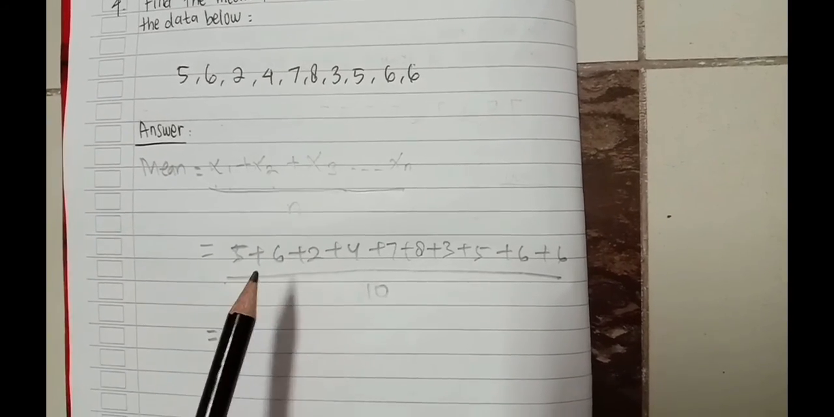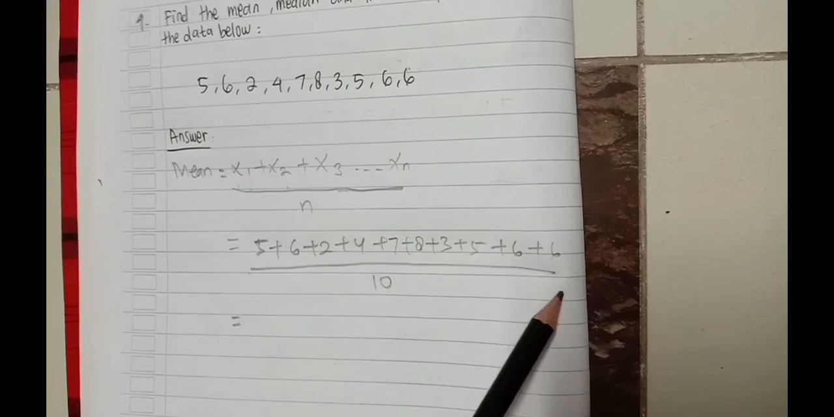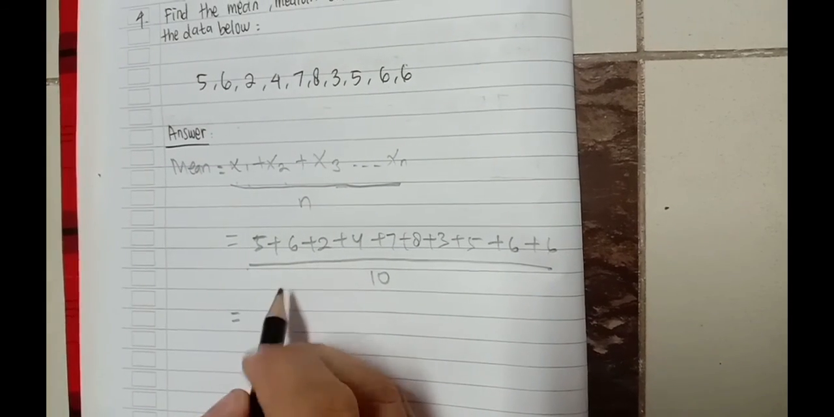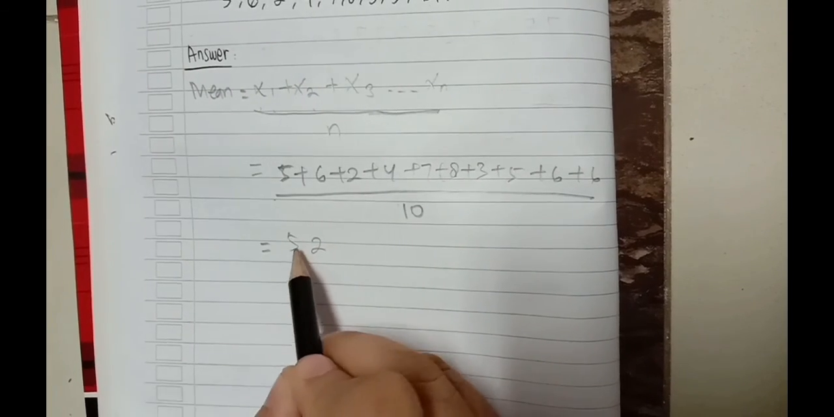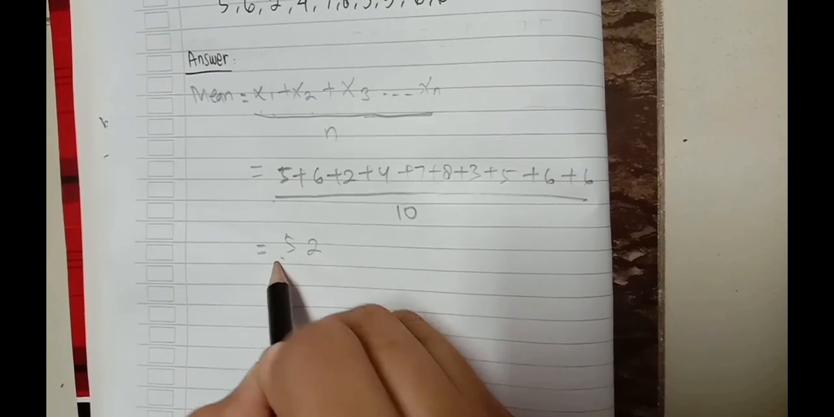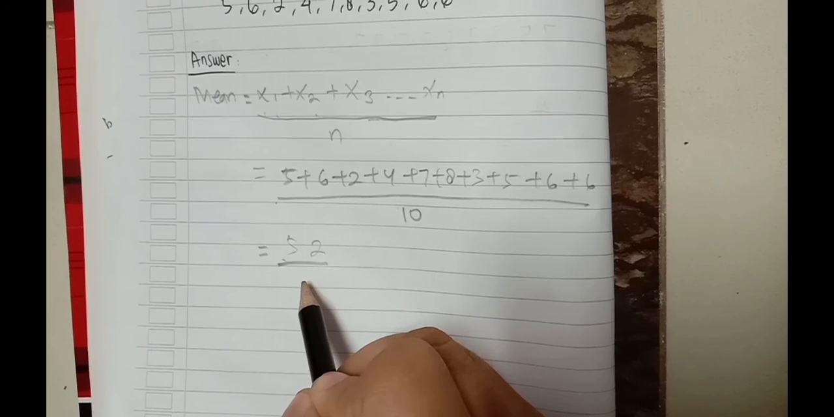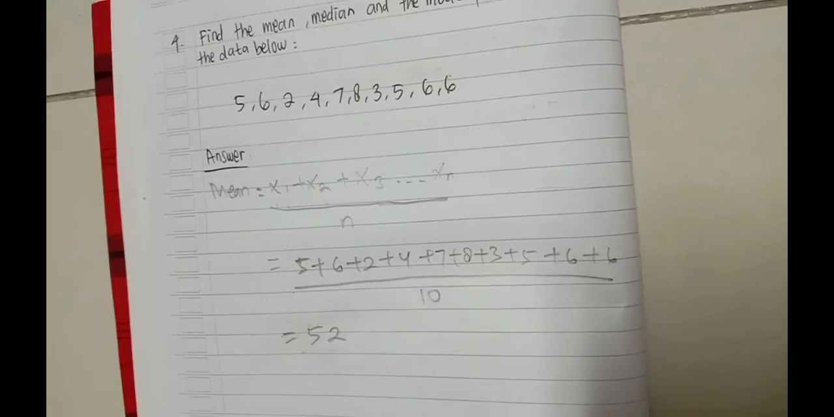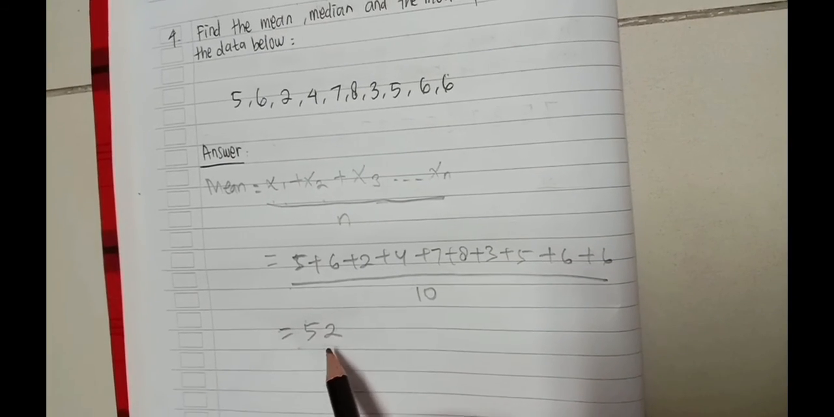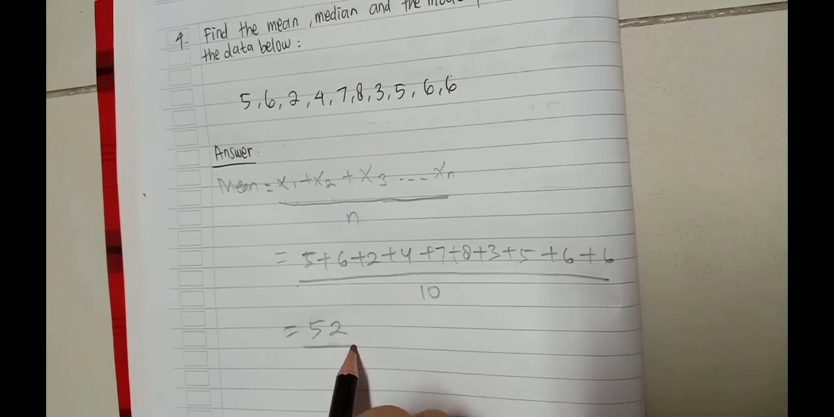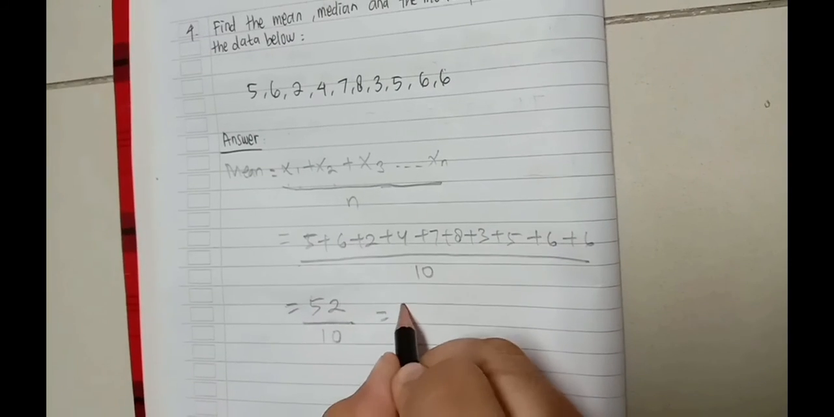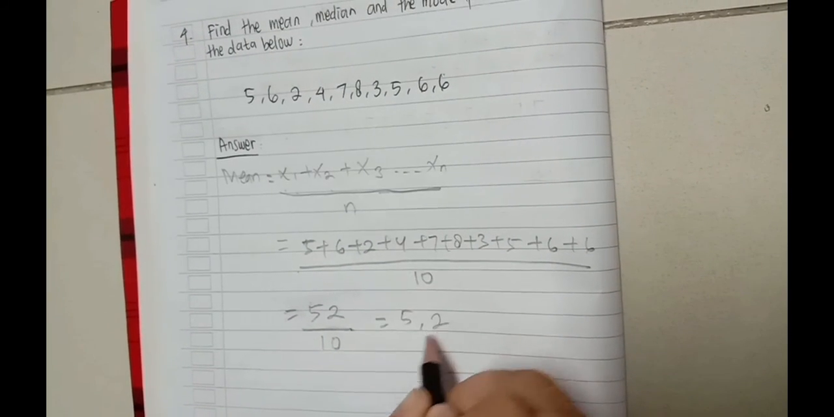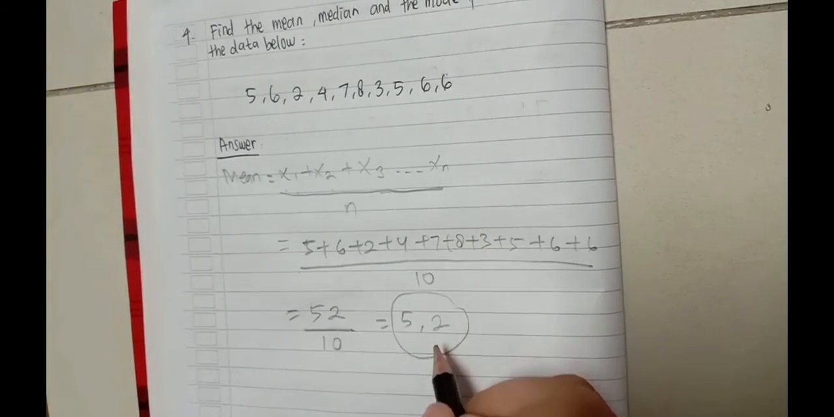Okay, now we will calculate all the numbers. The sum 52 divided by 10 equals 5.2. This is the mean.